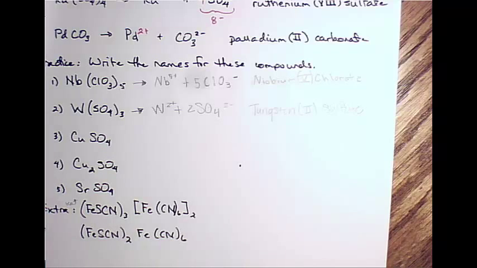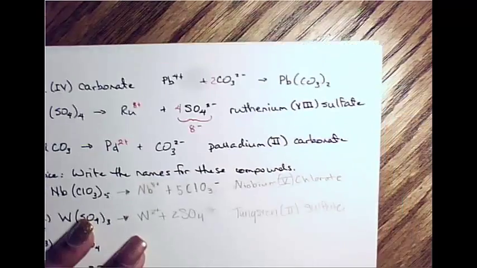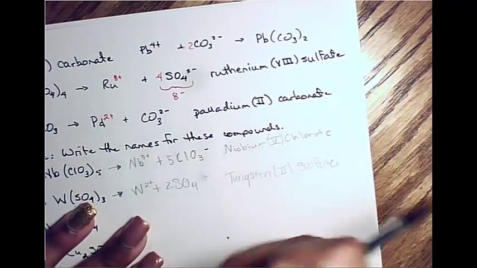Okay, how many sulfates are there? 3. 3 sulfates. You put a 2 in front of that sulfate. You need a 3 there, okay? So erase and change this 2 to a 3. No, not the charge. The number in front, the coefficient number.